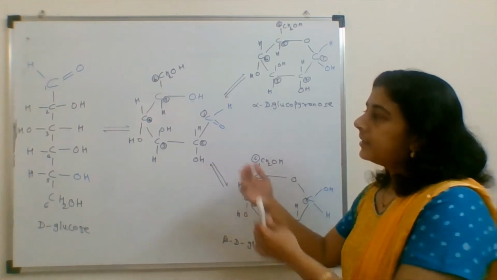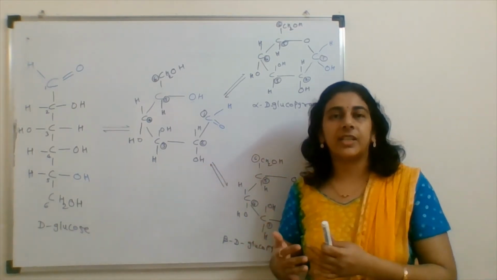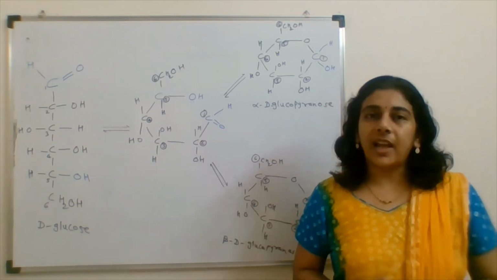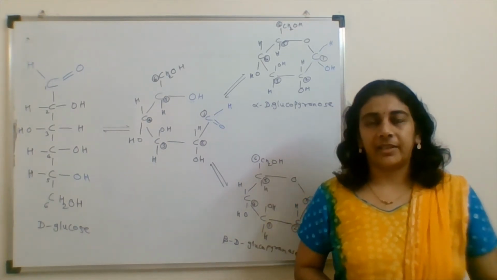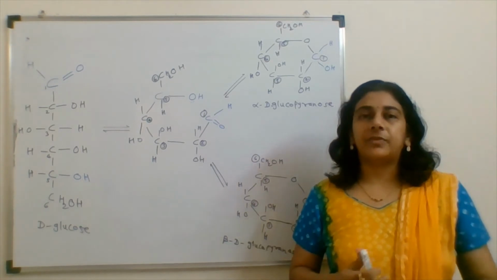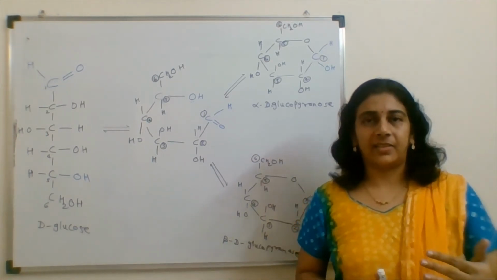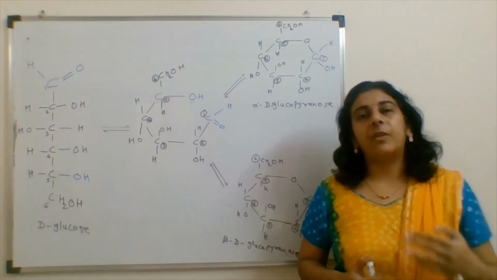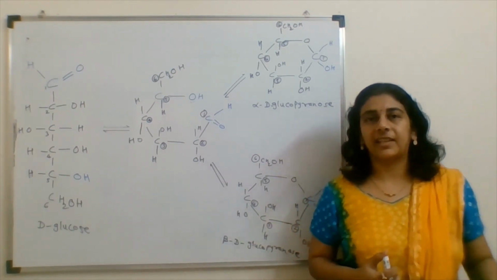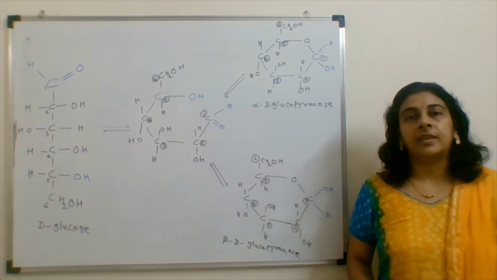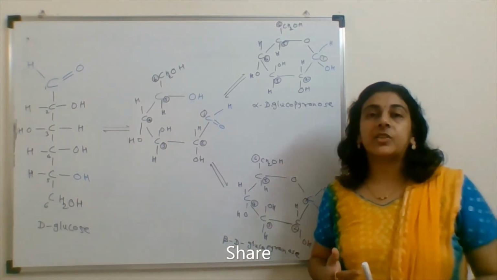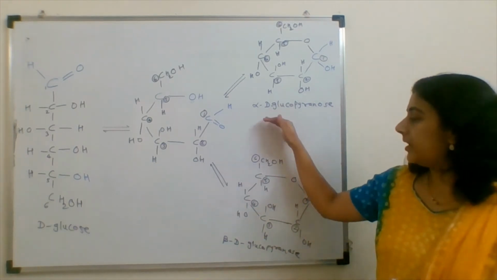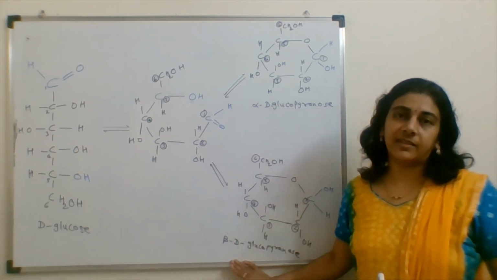Now, when this straight chain structure, or when glucose, when any sugar enters into the aqueous environment, then it tends to form a cyclic structure. This is the main thing to remember. In the aqueous form, every sugar will form a cyclic structure. So this formation of cyclic structure is the base for the formation of alpha or beta anomers.